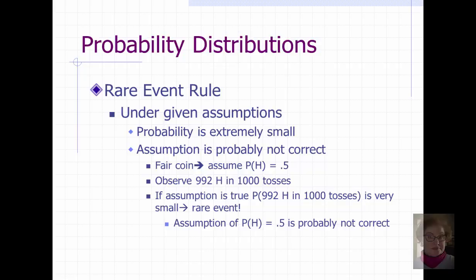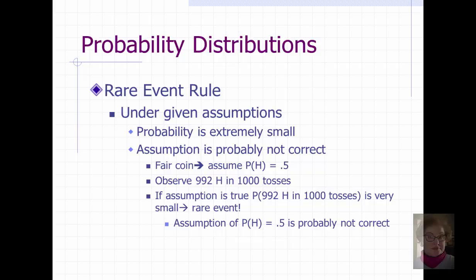So for a fair coin, we assume that the probability of heads is 0.5. You get heads half the time, you get tails half the time. If we made 1,000 tosses and got 992 heads, that is not going to happen very often if the coin is truly fair. So if we got data like that, it's a rare event. We have just gathered evidence against the assumption that our coin is fair, and so we probably should throw that out.